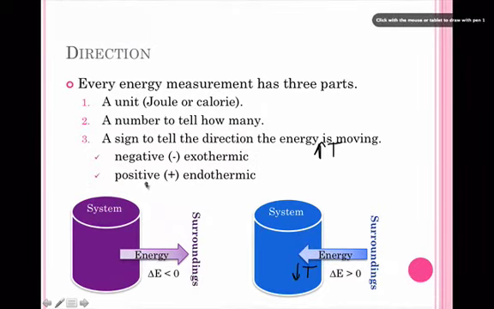Okay, direction is everything when we talk about energy. So every energy measurement has three parts. We have the unit. The unit is the first part of an energy measurement, and it's usually in joules or calories. And then we have the quantity, a number to tell us how many. And then we have the sign. So the unit that it is, the quantity, so we know the amount, and the sign. And the sign is either a negative or a positive. If it's a negative, it means it's exothermic. If it's a positive, it means it's endothermic.